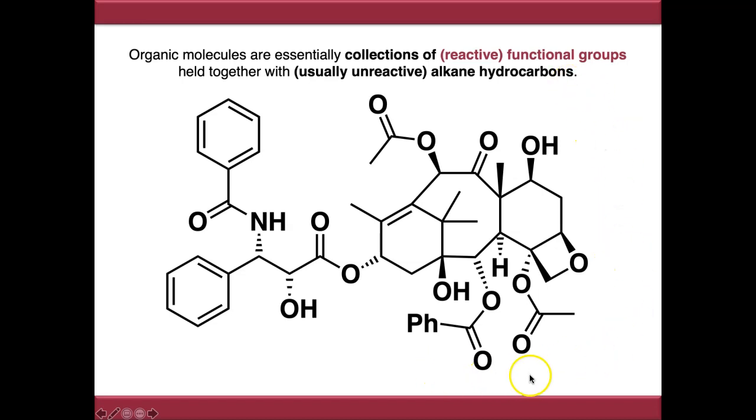So if we look at a kind of scary looking complex molecule like this, this is Taxol. If we actually break it down and we look at all the functional groups and highlight them in purple, it doesn't look so bad because now you can start to identify parts of the molecule that you think will behave in certain ways. And the rest of it is just alkane hydrocarbon chains.